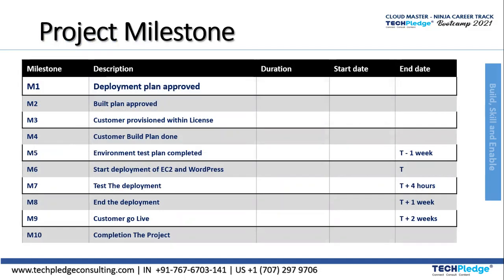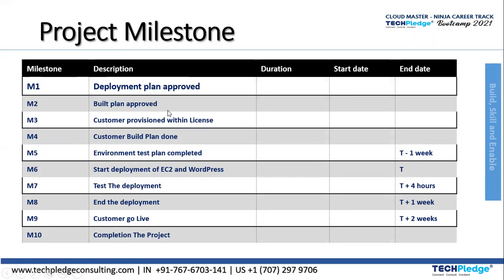You can see here it's mentioned that duration is there, start date is there, end date is there. So when you provide a duration, that is a deadline for each milestone. So you have to give a start date and end date. Here are different milestones, that is deployment plan approved. A duration should be there for the deployment plan, and after approving, the deployment plan approved comes as the first milestone.